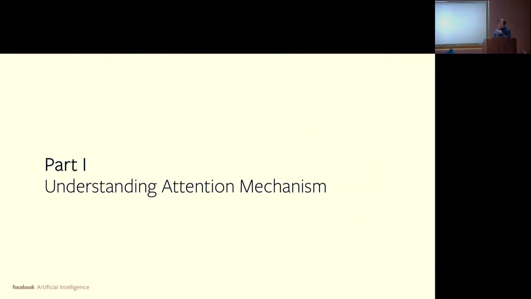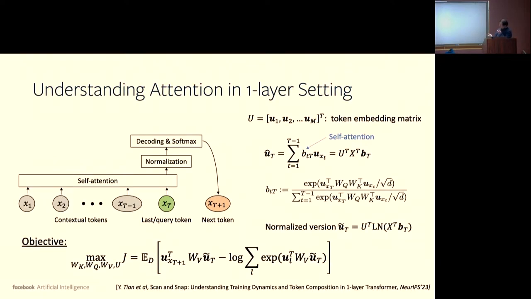So the majority of this lecture is going to talk about how we should understand this mechanism. We basically talk about two papers. There's one paper called Scan and Snap that was accepted at NeurIPS 2023, and we have a follow-up paper called JOMA, accepted at ICLR, talking about understanding transformers. So we start with the Scan and Snap paper, which basically understands attention in one-layer settings.